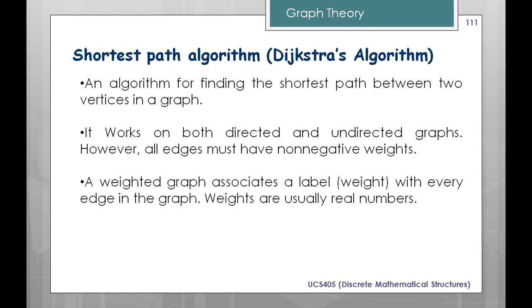See, what is Dijkstra's algorithm? It is used for finding the shortest path between any two vertices in a graph. It works well on both directed as well as undirected graphs. But the compulsory condition is that all edges must have no negative weight. So it does not work with negative weights.